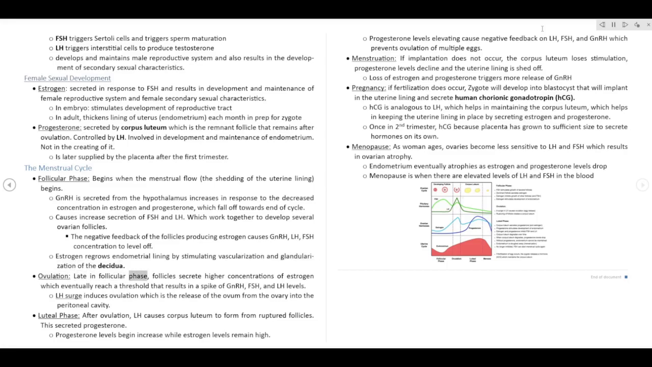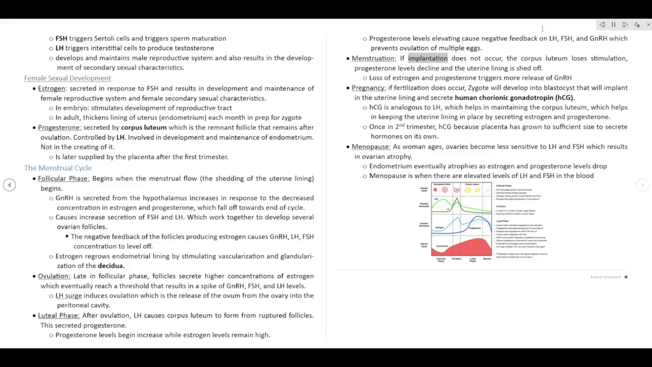Ovulation: late in the follicular phase, follicles secrete higher concentrations of estrogen, which eventually reach a threshold that results in a spike of GnRH, FSH, and LH levels. The LH surge induces ovulation, which is the release of the ovum from the ovary into the peritoneal cavity. Luteal phase: after ovulation, LH causes the corpus luteum to form from ruptured follicles. It secretes progesterone. Progesterone levels begin to increase while estrogen levels remain high. Elevated progesterone causes negative feedback on LH, FSH, and GnRH, which prevents ovulation of multiple eggs.